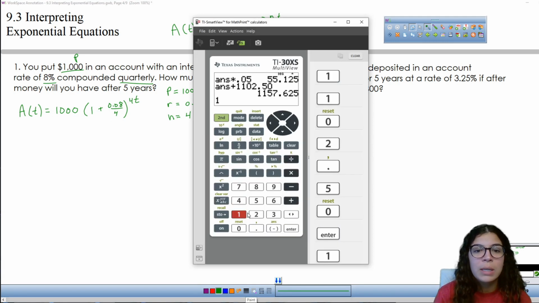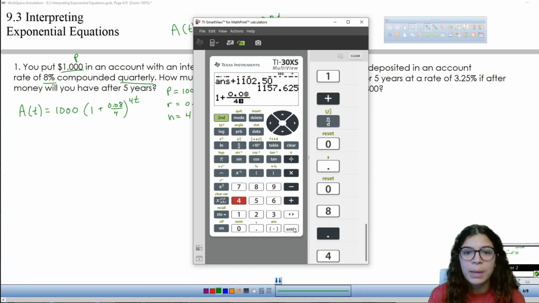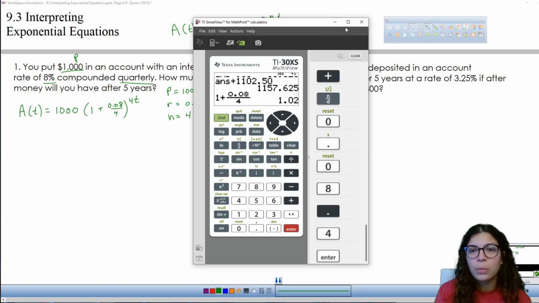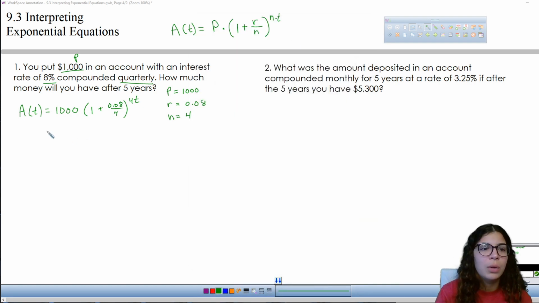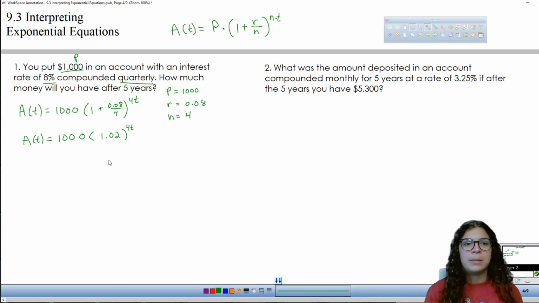So I'm going to go ahead and just simplify the parentheses there, 0.08 divided by 4. Of course, I would divide first and then add 1, but I'm using a scientific calculator, so it'll do the whole thing for me. So I have 1.02. So obviously they asked me a specific question, but if they just asked me for the equation for this function, I would just have to simplify the inside, and that would be 1.02. So this is the equation or the function that represents this situation.